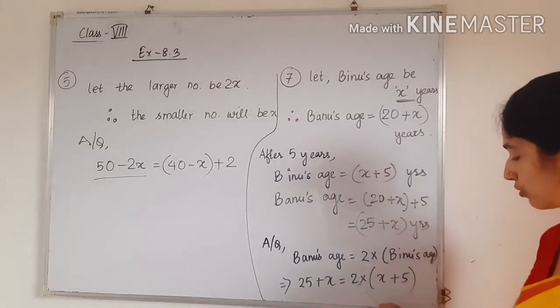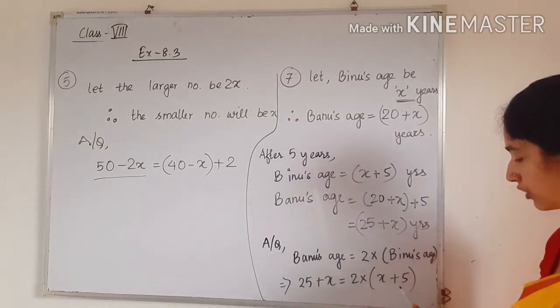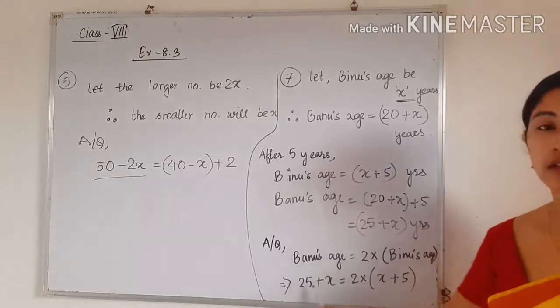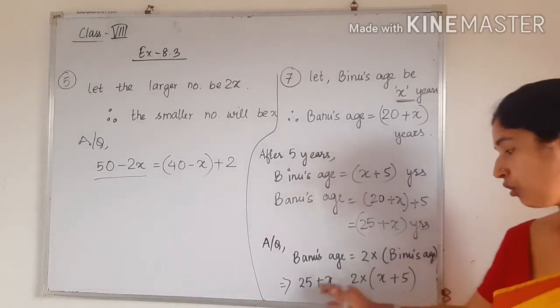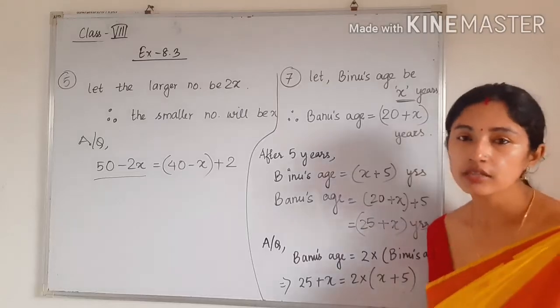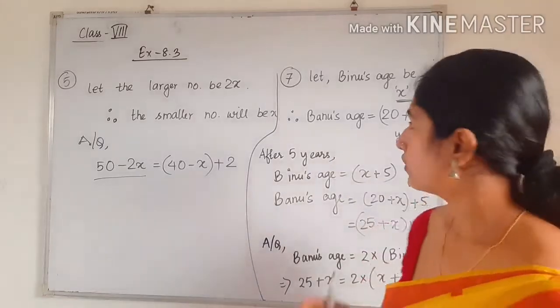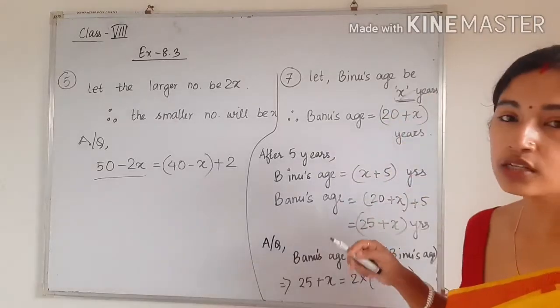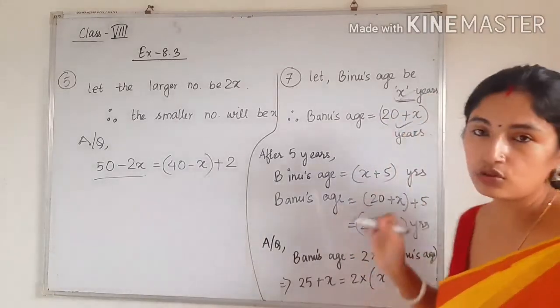So now you can use distributive property by multiplying 2 with this bracket, and by collecting the variable part to the left hand side and the constant to the right hand side, you can easily find the X, the value of X. And X is what? Binu's age. And what will be Banu's age? You have to add 20 to 8.